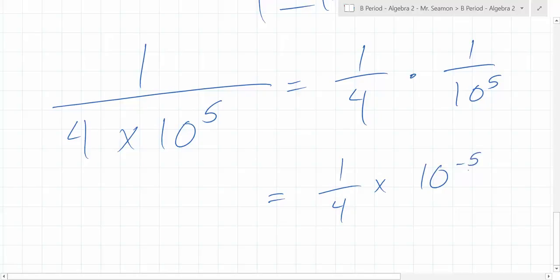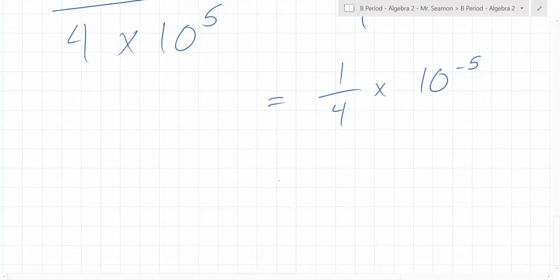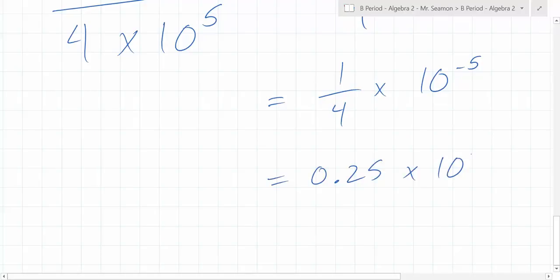Is it kind of looking like scientific notation now? What is 1/4 in decimal? 0.25 times 10 to the negative 5th. Don't write anything down. We're not done yet. Is that in scientific notation? No. Why not? It needs to be 2.5. But if we made that 10 times bigger, we need to make the other one 10 times smaller. So it's going to be 10 to the negative 6.